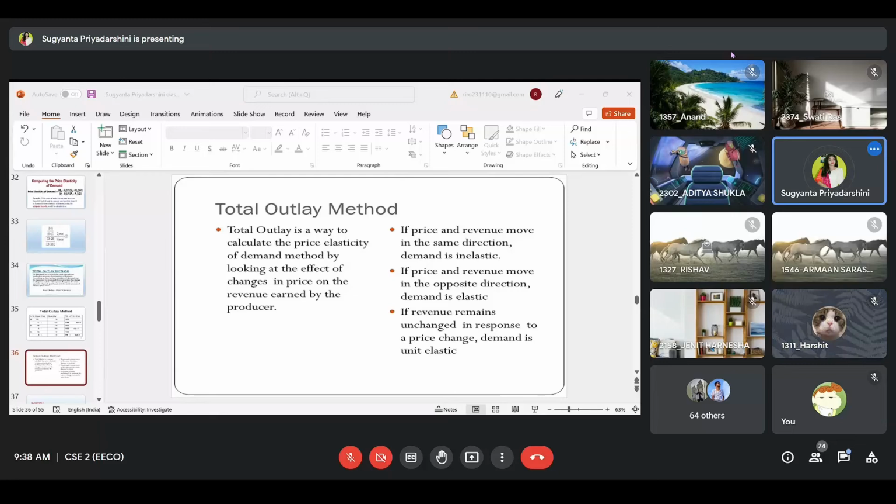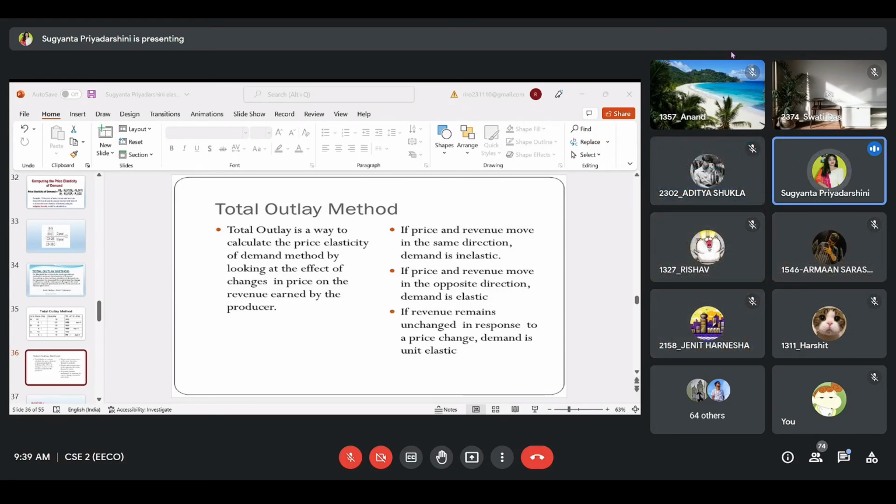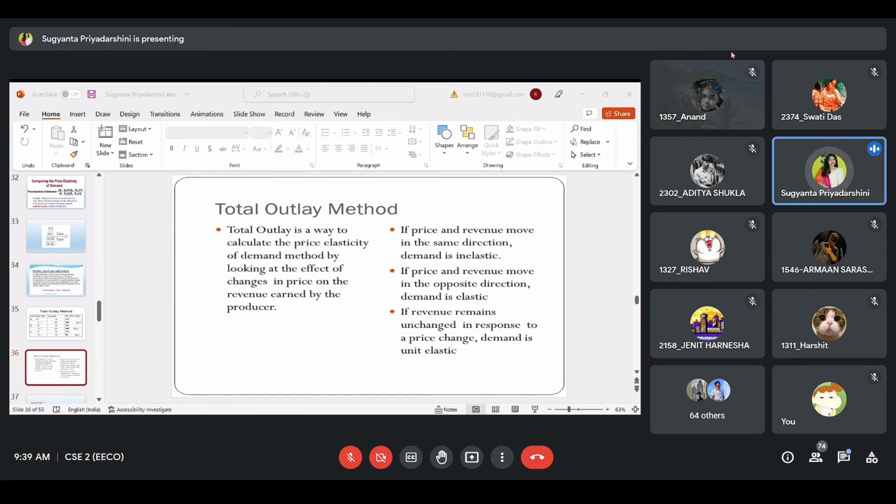Unit elastic, as we have completed in the last class, means that if there is equal proportional change in quantity and price, then we call it unit elastic. जितना quantity बदलेगा उतना ही तुम्हारा price बदलेगा, irrespective of the direction. Maybe the price is increasing and quantity demanded is decreasing, but if both of them are changing in similar proportion, that is unit elastic.